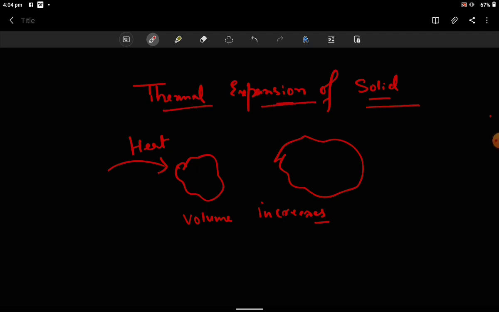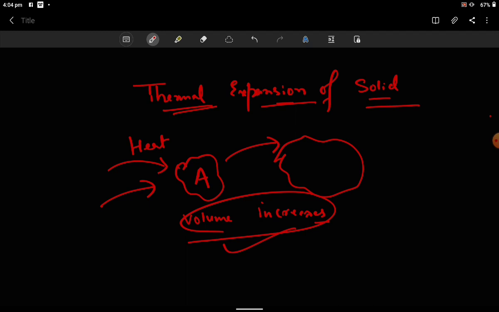Thermal means that it is related to heat, and whenever we are providing heat to any substance, let us suppose here this is known as the substance A. Now when we are providing the heat to it, we are finding that its volume increases. So we are going to study how actually the expansion happens.